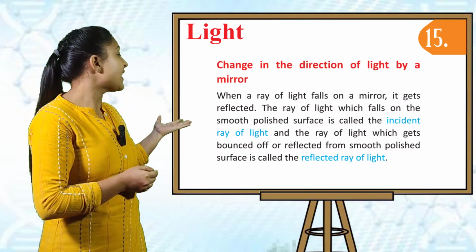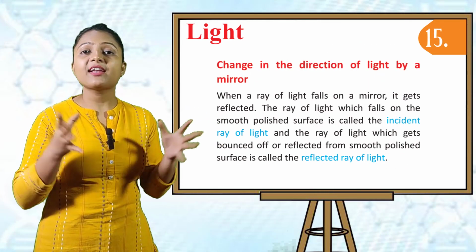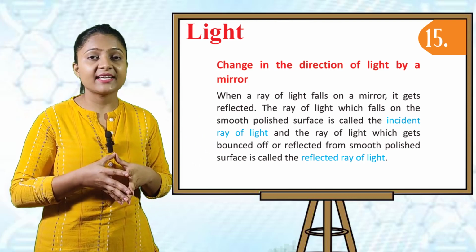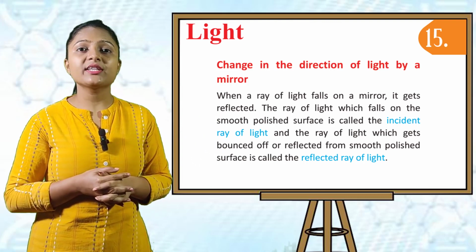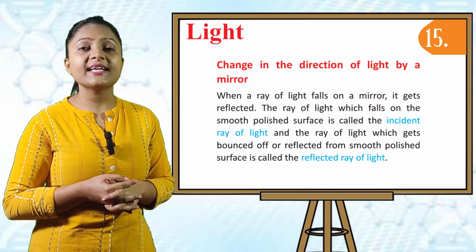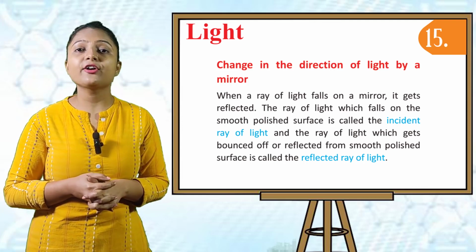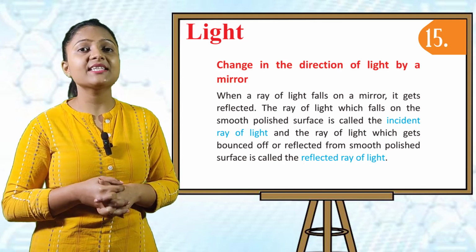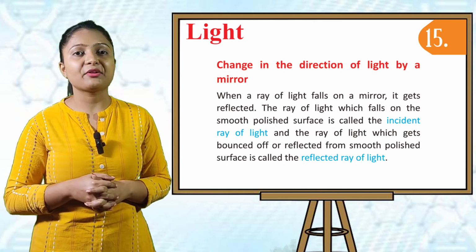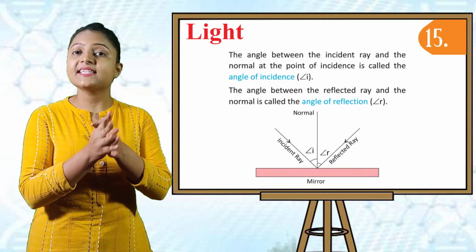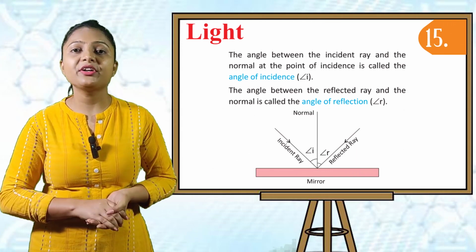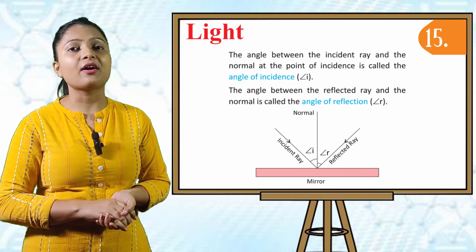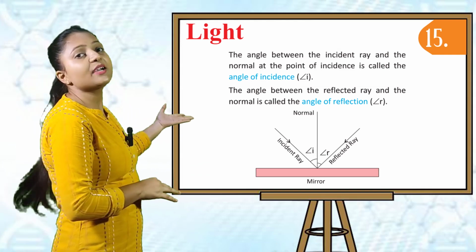Change in the direction of light by a mirror. When a ray of light falls on a mirror, it gets reflected. The ray of light which falls on the smooth polished surface is called the incident ray of light, and the ray of light which gets bounced off or reflected from smooth polished surface is called the reflected ray of light. The angle between the incident ray and the normal at the point of incidence is called the angle of incidence, which is represented by this sign.